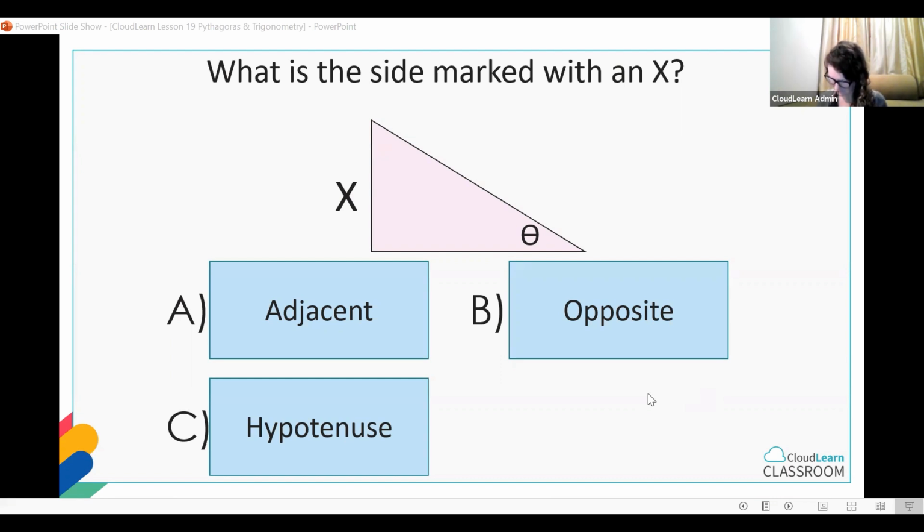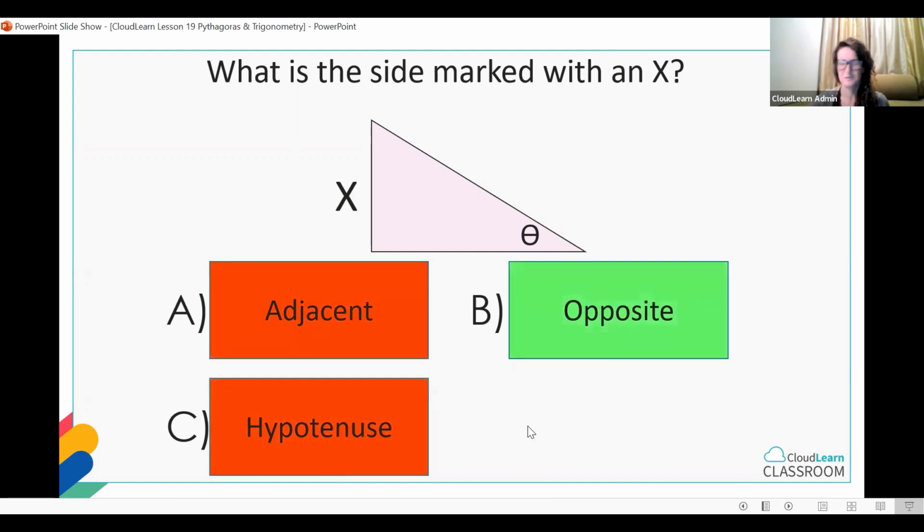Brilliant. Well done. Okay. Just realised that's in the way. Okay. Brilliant. Yeah. It was the opposite. So it was B. So you got that correct.